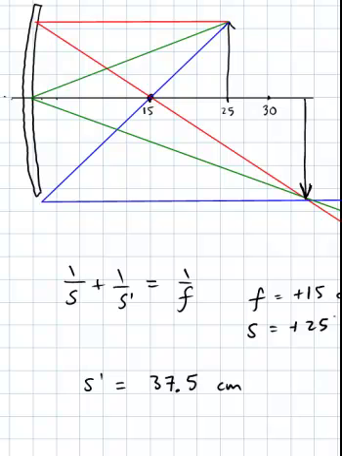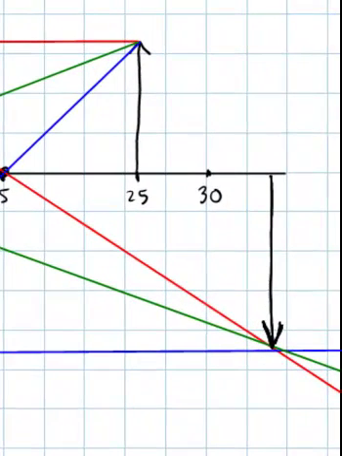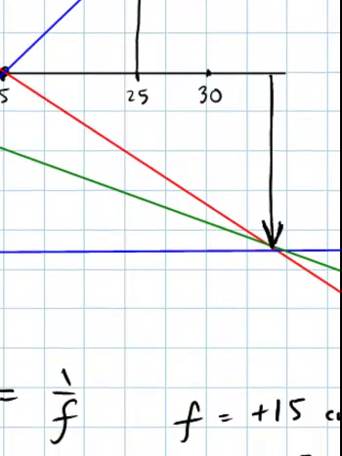So 37.5, let's see what I got from my drawing. My drawing looks like about 35. And my actual answer is 37.5, so not too bad. Roughly in the same place. And this is real.